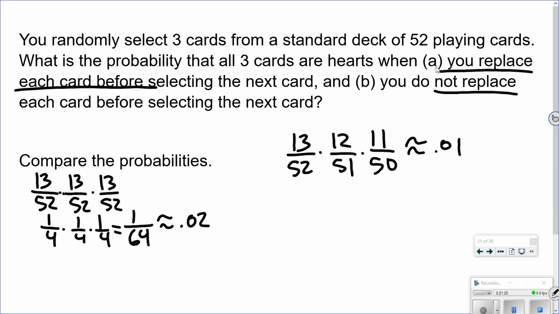So again, I just want you to compare those two, like what happens if the events are independent or dependent. If they're independent, you just do each one separately, times them together, each event. If they're dependent, then you've got to adjust these events as you go. Assume that the previous one happened and you have to adjust it.